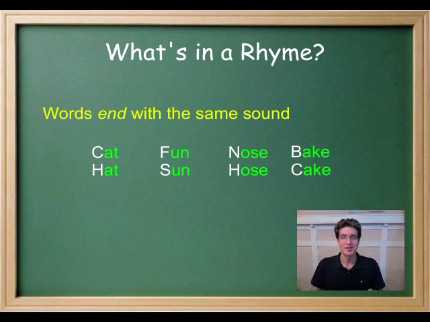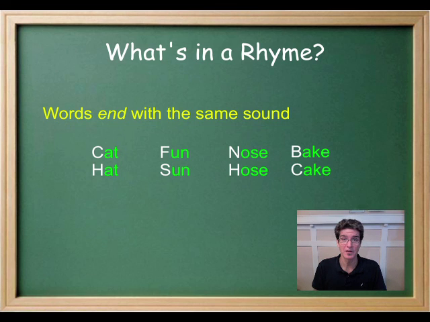Now, some people think that a rhyme is just when two words sound the same, but there's a little bit more to it than that. It's when words sound the same at the end. So if two words have the same ending sound, then that makes a rhyme. So if you look at the words cat and hat, for example, those two words end with the same at sound, which makes them a rhyme.